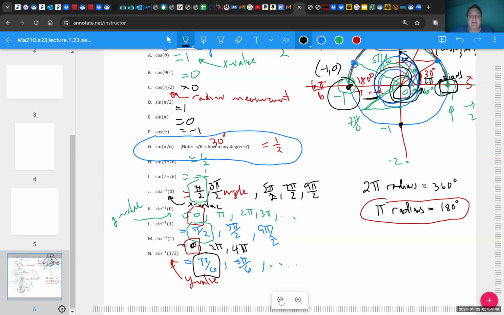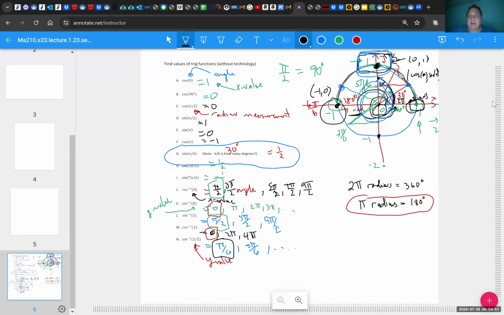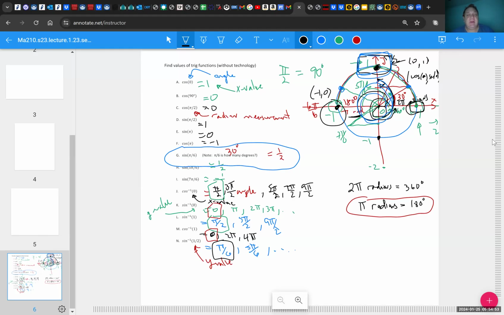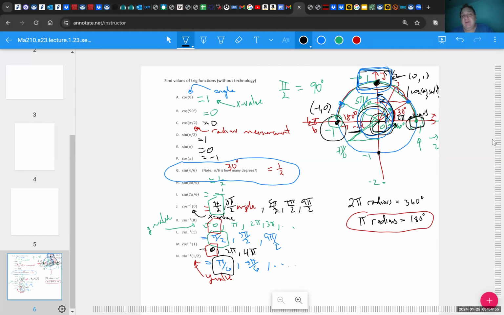All right, so this lecture was trying to help you understand basic ideas of what trigonometry measures, doing some practice problems, finding sine and cosine of some simple angles without using technology.